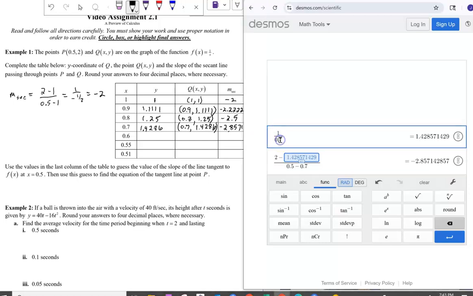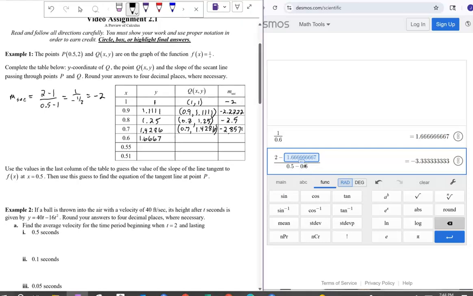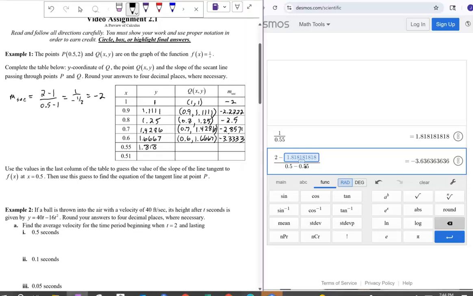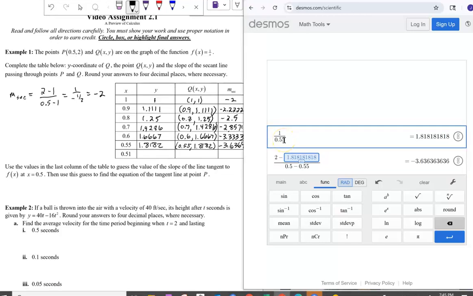Now we can repeat the process for 0.6, then 0.55, and finally 0.51.